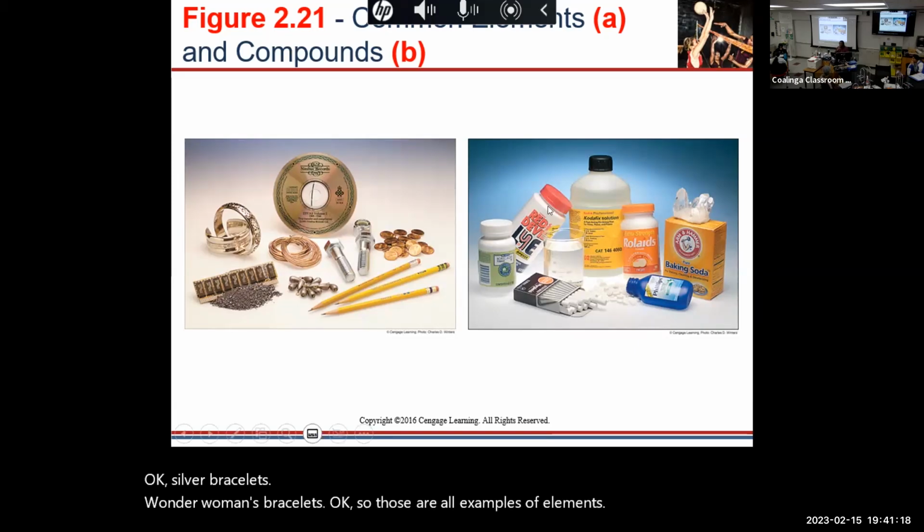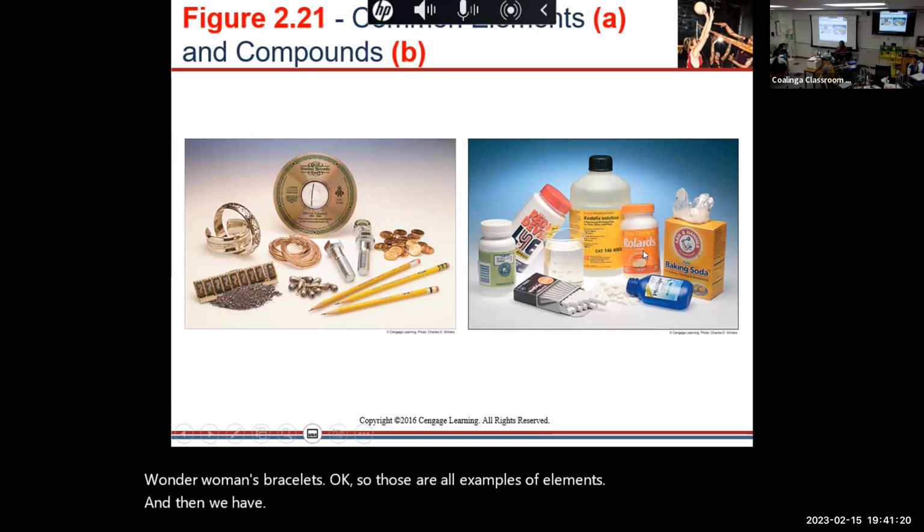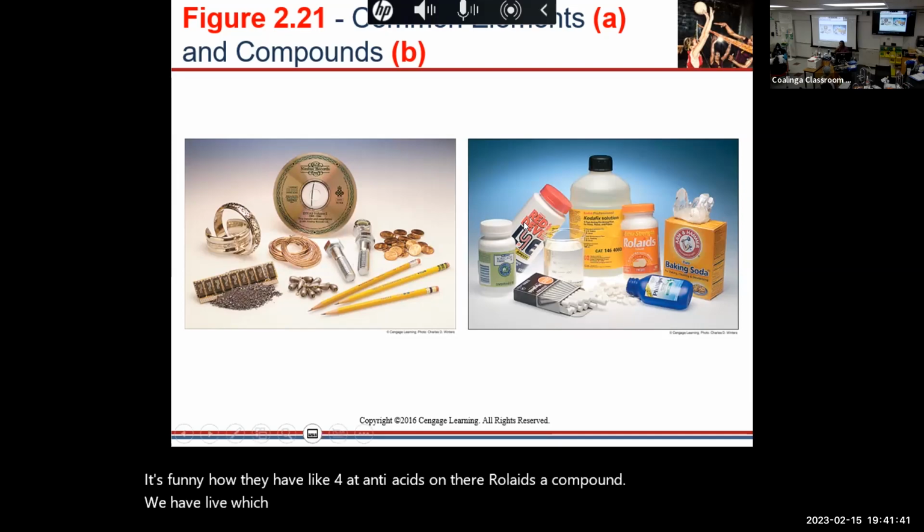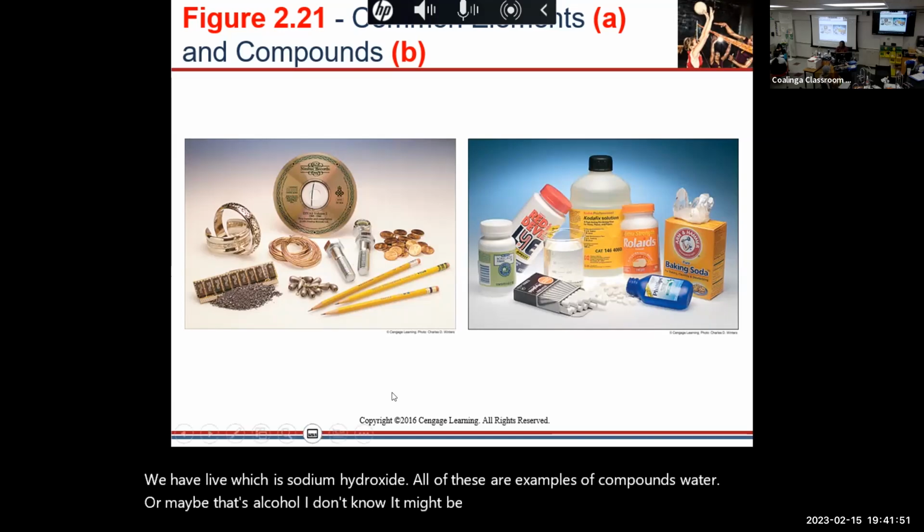And then we have examples of compounds. Baking soda, compound. We have chalk, an example of compound. It's funny how they have like four antacids on there. Rolaids, compound. We have lye, which is sodium hydroxide. All of these are examples of compounds. Water. Or maybe that's alcohol, I don't know. Might be either way.